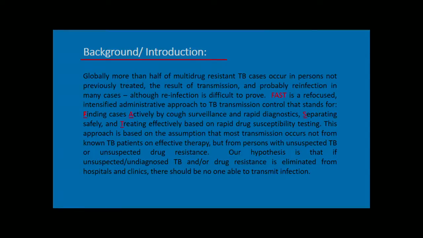FAST stands for Finding cases Actively by cough surveillance and rapid diagnostics, Separating safely and Treating effectively based on rapid drug susceptibility testing. It is based on the hypothesis that if unsuspected and undiagnosed TB or drug-resistant TB is eliminated from hospitals and clinics, there should be no one able to transmit infection again.